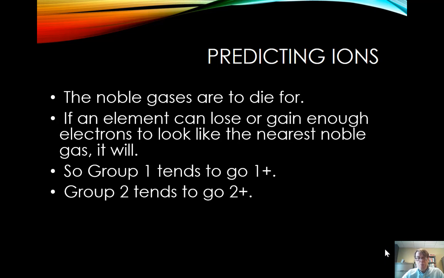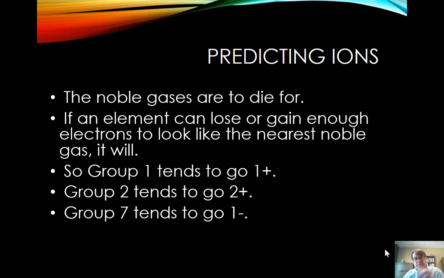Group 2 is 2 electrons off of the nearest noble gas. So if it can get rid of its 2 electrons, like beryllium, if it can get rid of all of its outer shell electrons, 2 of them, then its next shell will be full, and it'll be like a noble gas. And so group 2 tends to go positive 2.